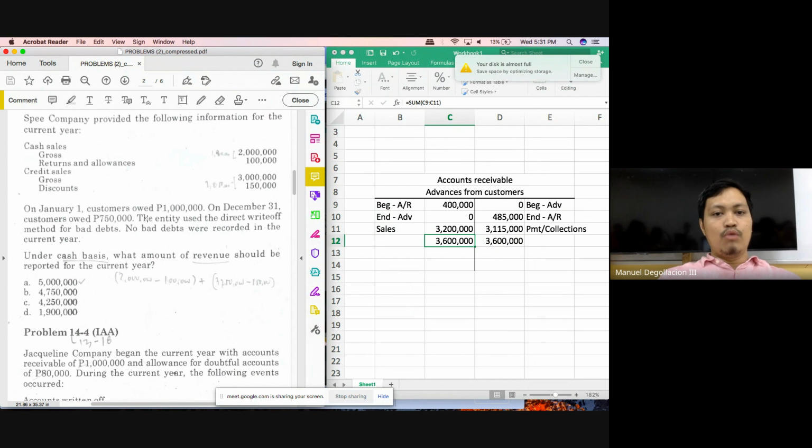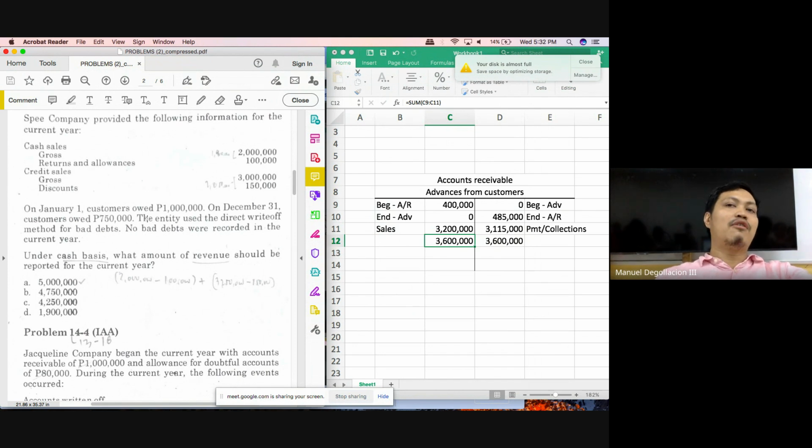Decreased from 1 million to 750. It decreased by how much? 250. What does it mean if your AR decreased? That would mean collections were greater than the amount of credit sales. Okay? So again, collections are greater. That means sales under cash basis should be greater. So what do we do? We will have to add the amount of decrease in your AR.